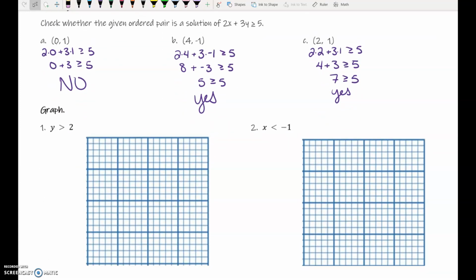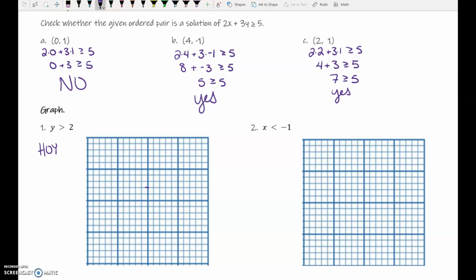Now let's move on to graphing. First, we're going to look at Hoy and Vux. y is greater than 2. This is a Hoy, a horizontal line. When you have y with no x, you're talking about a horizontal line. So this is a horizontal line at 2. So we find 2 on the y-axis, and we need a horizontal line there.